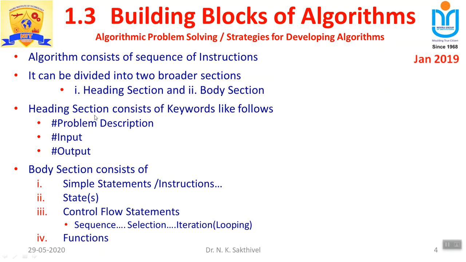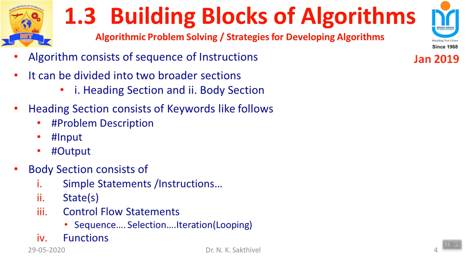The second part of the algorithm is the body section. It is very important, the core part of the algorithm. The body section consists of a few statements, also called instructions, and then a state. The body section also consists of various control flow statements, like sequence control flow statements, selection control flow statements, and iteration or looping control flow statements. Further, the body section of an algorithm may have functions, one function or any number of functions. All these topics we will discuss one by one.